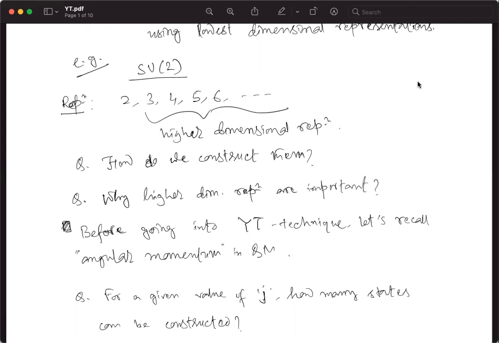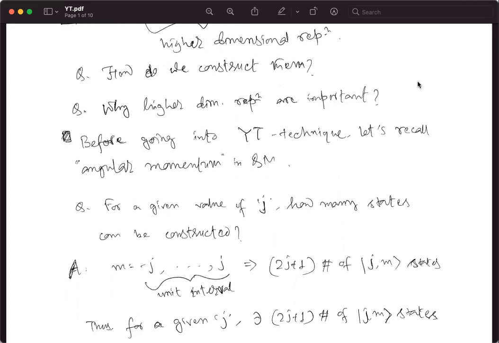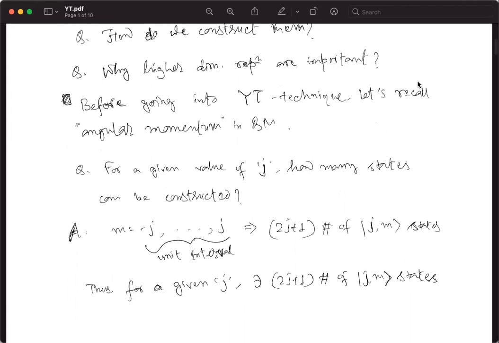So before going into this Young tableau technique, let's try to recall what we have learned in the context of angular momentum in quantum mechanics. In quantum mechanics, we define the states in terms of J and M, where M is the eigenvalue corresponding to Jz, and J is the eigenvalue corresponding to J squared. So J squared and Jz commute with each other. That's why we can define good quantum numbers J and M, and we can define a state by |J,M>, right?